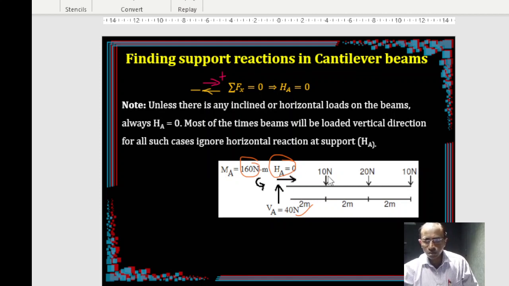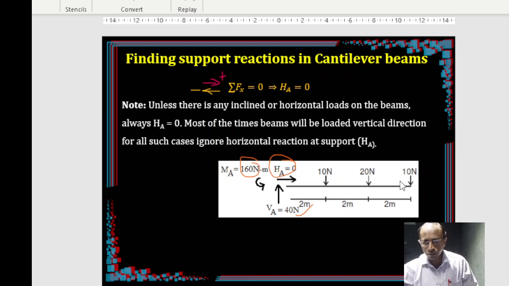So HA is 0, because no horizontal forces are there; this equilibrium equation we should check at the end. No forces, that means HA equal to 0 is correct. Similarly, vertical equilibrium: 10, 20, 10, so 30, 40, so 40, that is balanced. And then this is 160, right? So you can calculate the moment due to all these and equate to this.